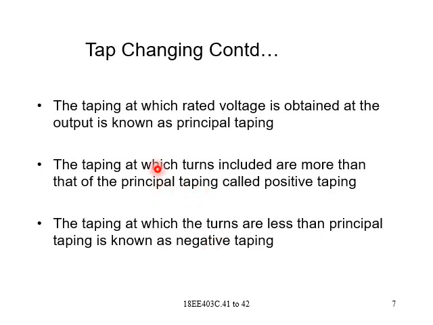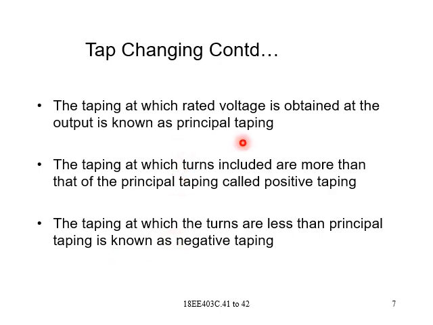So what he's saying is that the tapping at which rated voltage is obtained at the output is known as principal tapping. That means at a particular tapping you will be obtaining the rated value, so that tapping is called principal tapping. And the tapping at which turns included are more than that of the principal tapping is called positive tapping. That means more than the rated voltage. And if that is less than the principal tapping, then it is called negative tapping.